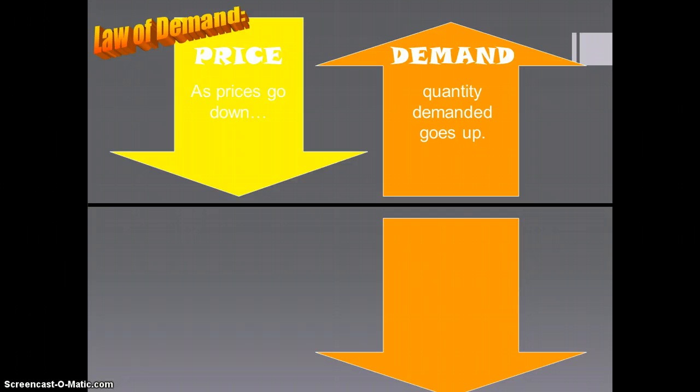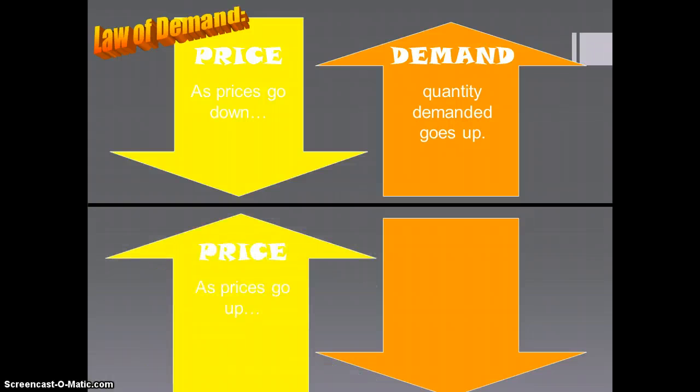It is an inverse relationship, so it works exactly opposite when the price goes up. When the price goes up, the quantity demanded goes down. When the price of gasoline goes up, usually the quantity demanded goes down. People will be willing and able to drive less.